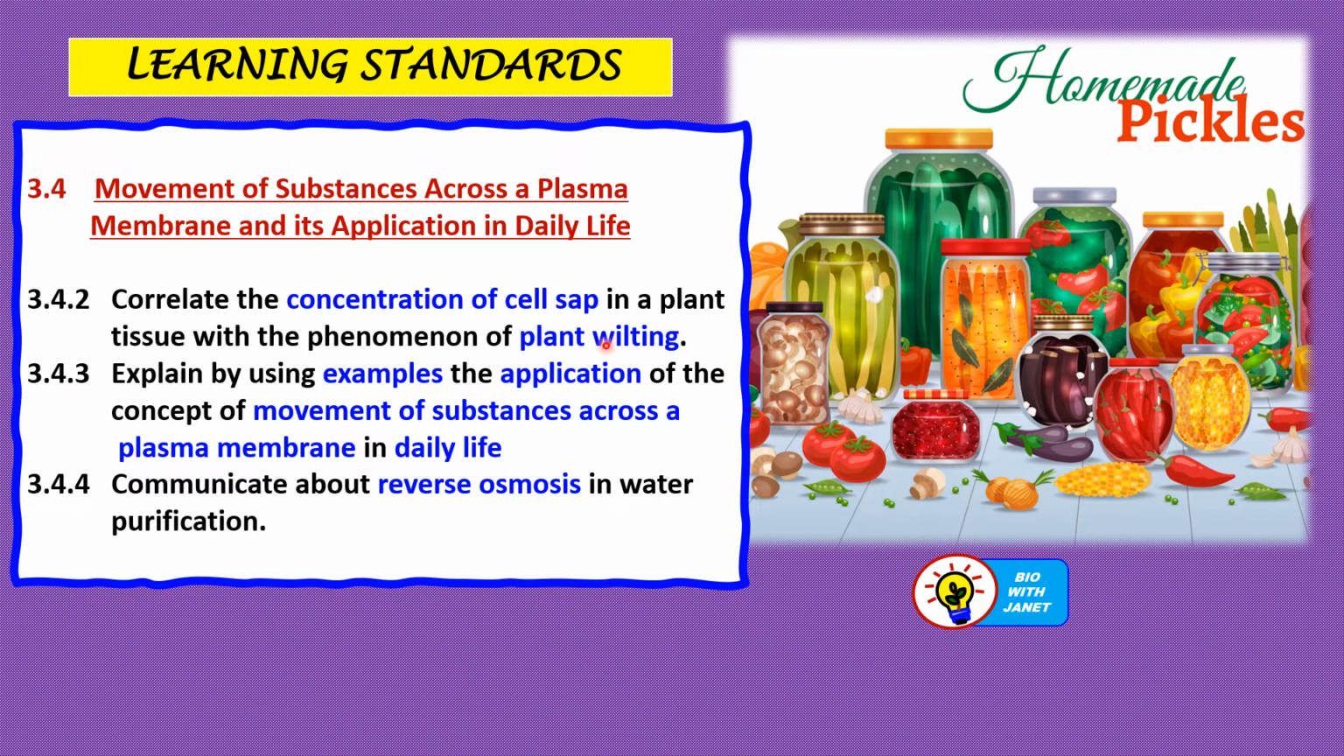Okay, so first we'll discuss plant wilting, and then we'll look at some examples of the application of concept of movement of substances across the plasma membrane. And that includes isotonic drinks, saline solutions, and so forth. And then we'll discuss reverse osmosis.